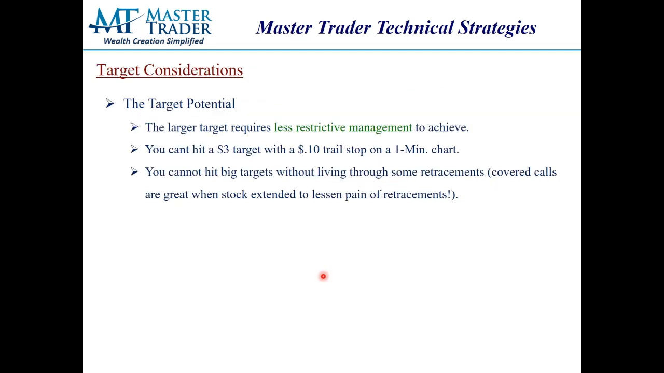Target considerations. A larger target requires a less restrictive management to achieve that. As it says, you can't hit a $3 target with a 10-cent trailing stop on a 1-minute chart. That is ridiculous. It's just not going to happen unless you get extremely lucky, and we're not looking to get lucky. We're looking to be consistent in what we're doing. You can't hit these big targets without living through some retracements. It is what it is.